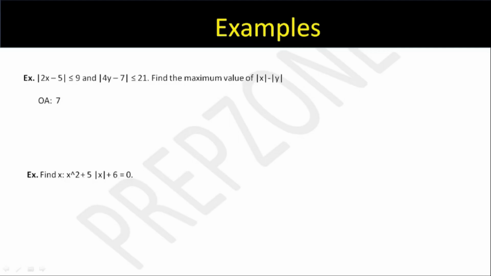Simply look at the question: 6 is positive, this will always be greater than 0, this will always be greater than or equal to 0, their sum will always be positive. There is no way it can be 0, so there is no solution to this. Right? So you don't have to solve it subjectively.